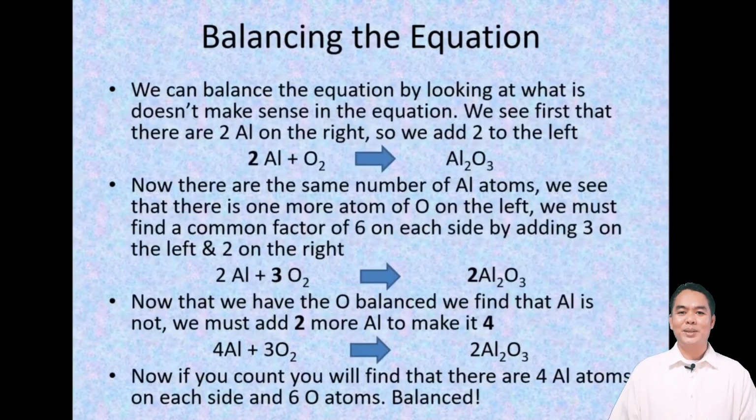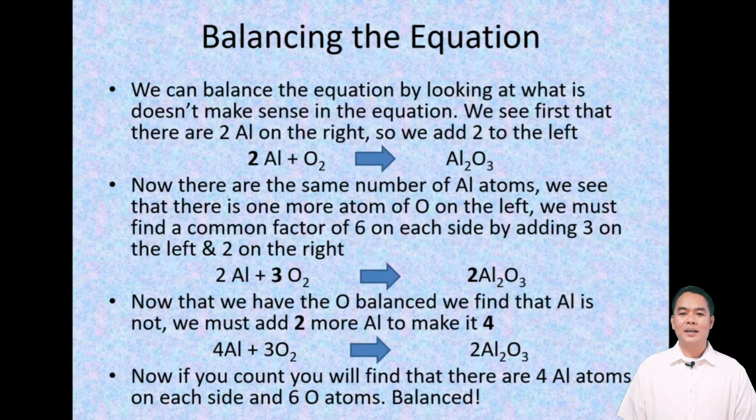In balancing an equation, we can balance it by looking at what doesn't make sense in the equation. We see first that there are 2 aluminum on the right, so we add 2 to the left. Now that there are the same number of aluminum atoms, we see that there's 1 more atom of oxygen on the left. We must find a common factor of 6 on each side by adding 3 on the left and 2 on the right.